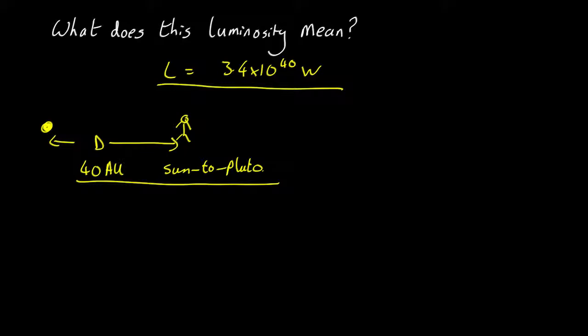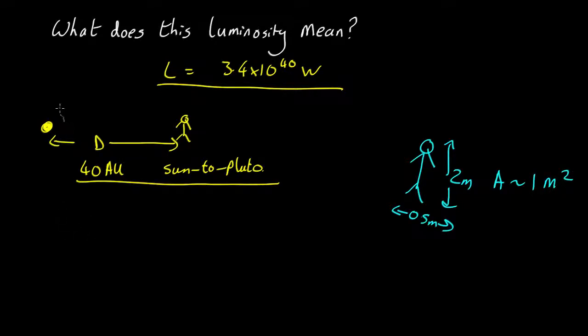Well, we can calculate how much radiation hits a person. So you've got a person, they're about, say 2 meters tall, maybe about half a meter wide. So the surface area of a person is about 1 square meter. So we've got a luminosity here, the flux there. So the energy absorbed by a person is just going to be the flux times the area, and the area is 1 square meter.